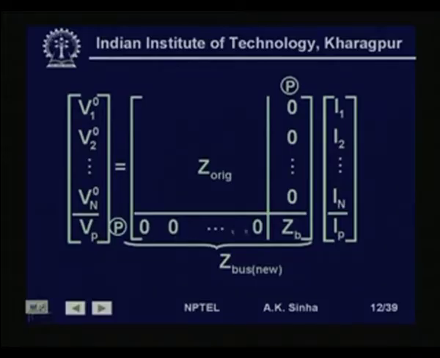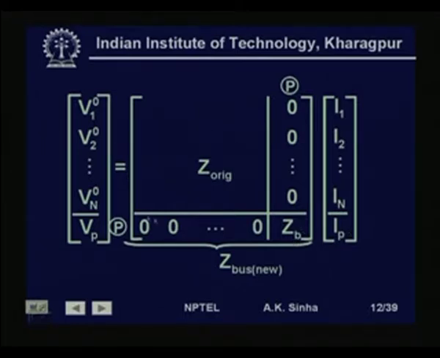Now, we have added a bus P, and we have seen that Vp is equal to Zb into Ip. So, we will now get an n plus 1 into n plus 1 matrix, whereas the n into n original matrix is already there, and we have only one equation added, Vp is equal to Zb into Ip. So, the elements of the n plus 1th column from 1 to n will all be 0. Similarly, for the n plus 1th row from 1 to n, all these terms will be 0, because Vp is equal to Zb into Ip only.